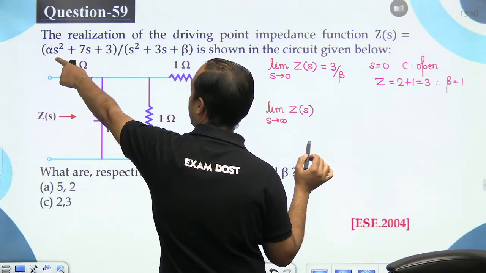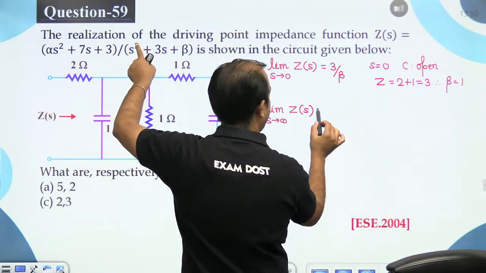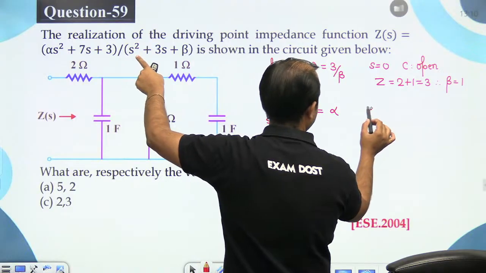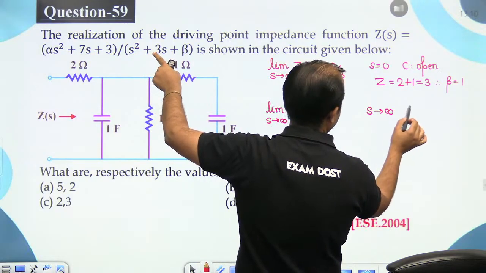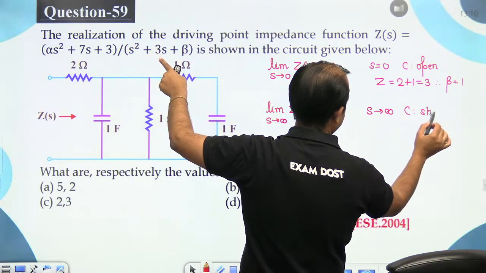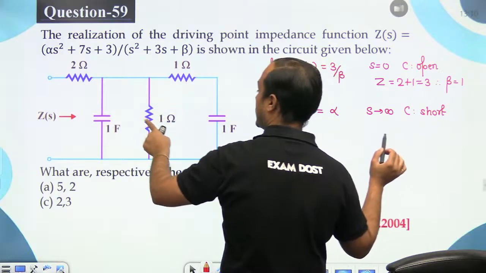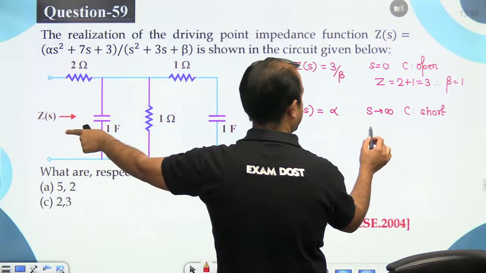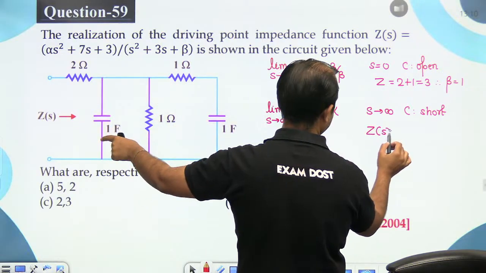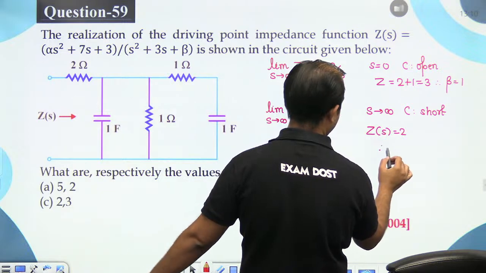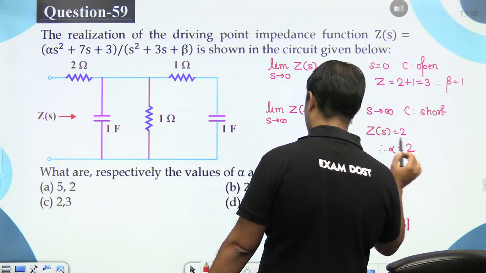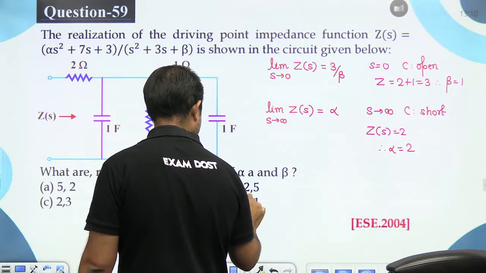S tending to infinity, take the highest power of S, alpha. S tending to infinity, capacitor is short. Now, if my capacitor is short, ZS will be 2. Therefore, alpha is 2. Alpha 2 and beta is 1.